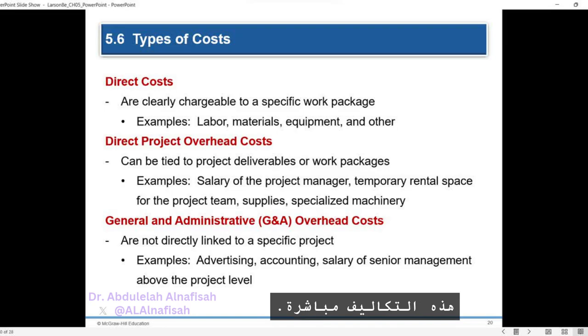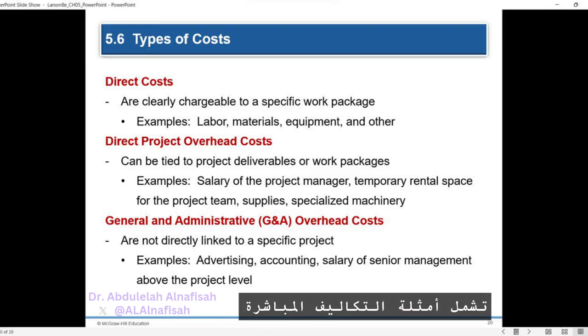Direct costs are directly attributed to a specific work package within the project. They can be influenced by the project manager, project team, and individuals responsible for implementing the work package. Direct costs represent actual cash outflows and must be paid as the project progresses.